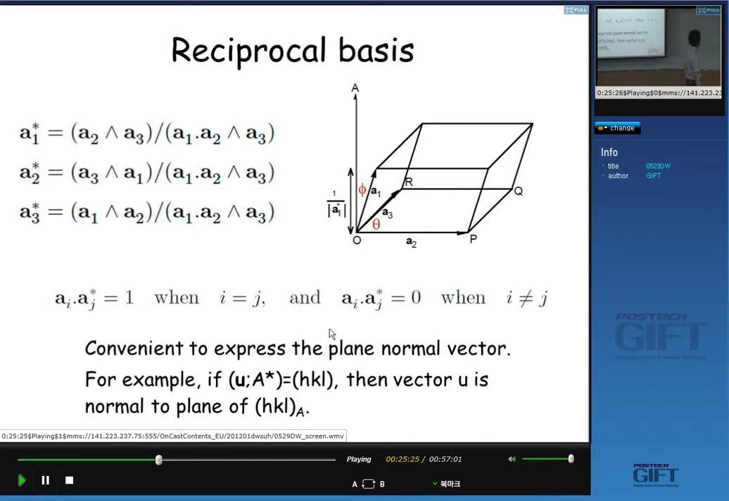So from this relationship, let's consider the magnitude of A1 star. The direction is obvious. The direction of A1 star is perpendicular to the plane which contains A2 and A3, and A1 star is the normal of that plane. Then how about the magnitude?